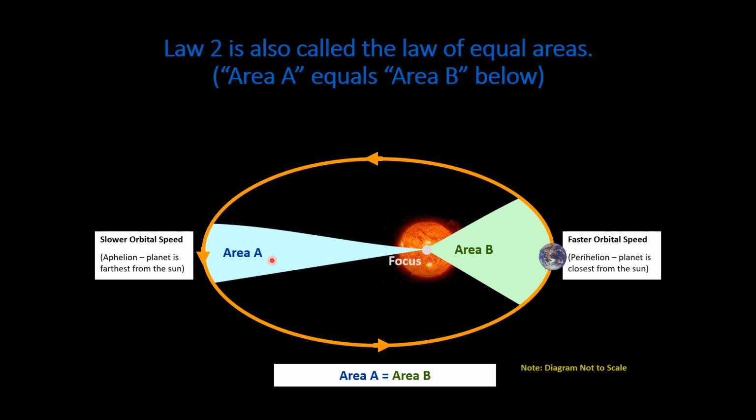And you might say to yourself, what on earth does this matter for? Well, this is a mathematical way of proving that the planet goes slower here and it goes faster when it's at perihelion. Now, why does that prove that?